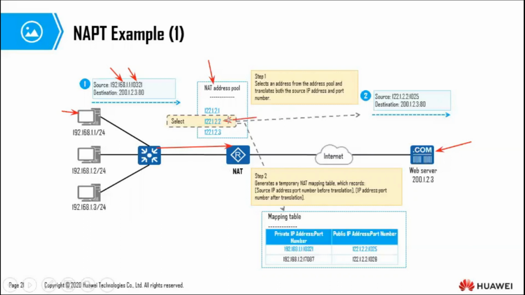Now, when it selects that IP address, it is going to map it to the IP address of that particular packet and also initiate a port number. So 122.1.2.2, then a colon, then a port number, for example, 1025, like that. Then after that, it's going to send it out with that IP address and port number as the source address. So that's what happens.